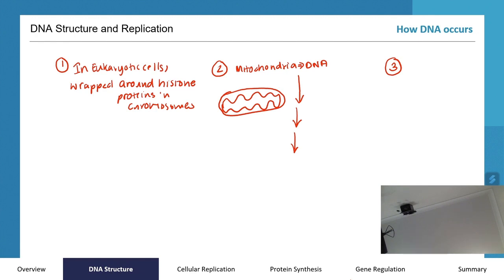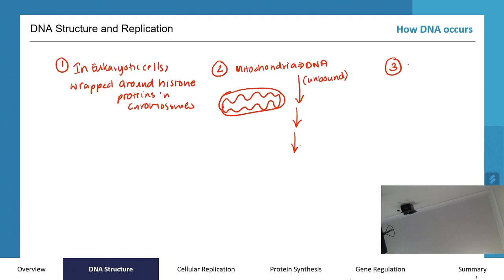This basically means that your mitochondrial DNA will be identical to your mother's, identical to your grandmother's, and this can actually be used to test for evolution or relatedness between organisms. So mitochondrial DNA is found unbound in organelles.